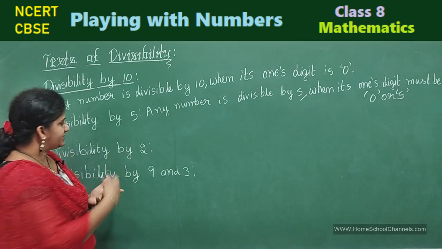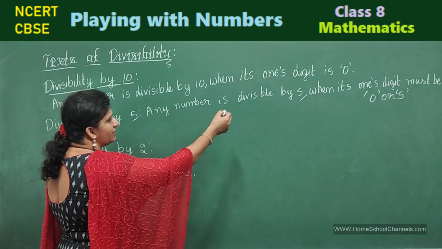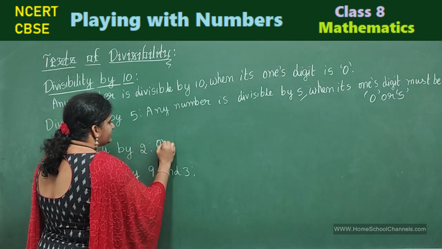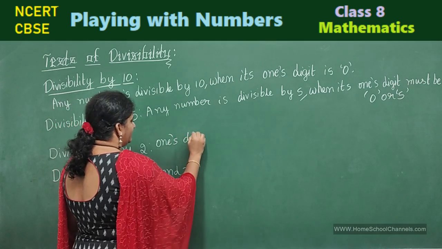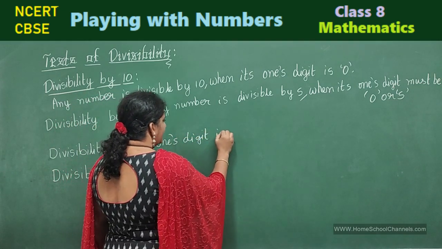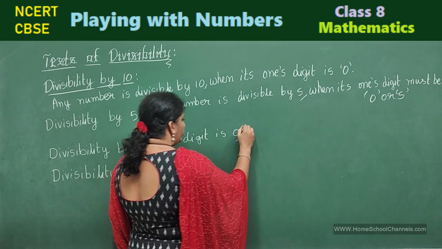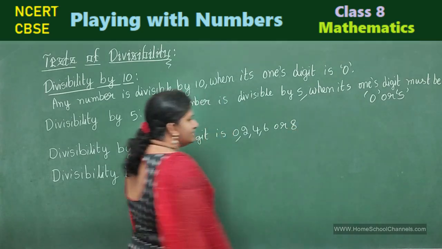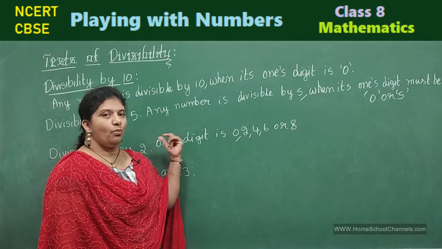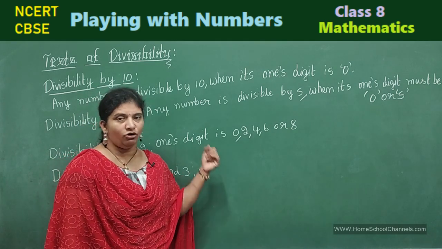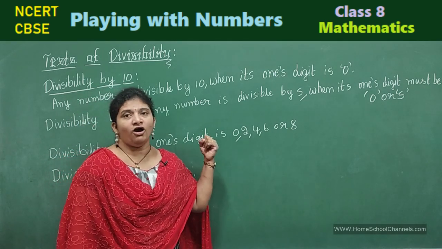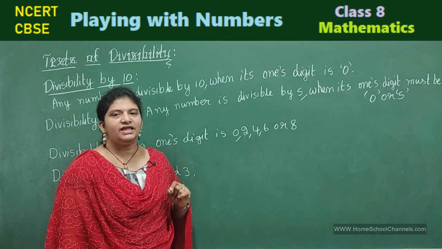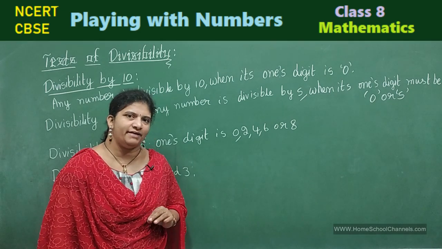Divisibility by 2. In the same manner, any number is divisible by 2 when its ones digit is 0, 2, 4, 6 or 8. See here, many numbers you have. The ones digit must be 0 or 2 or 4 or 8 or 6. If its ones digit is any of these numbers, then we say that number is divisible by 2.